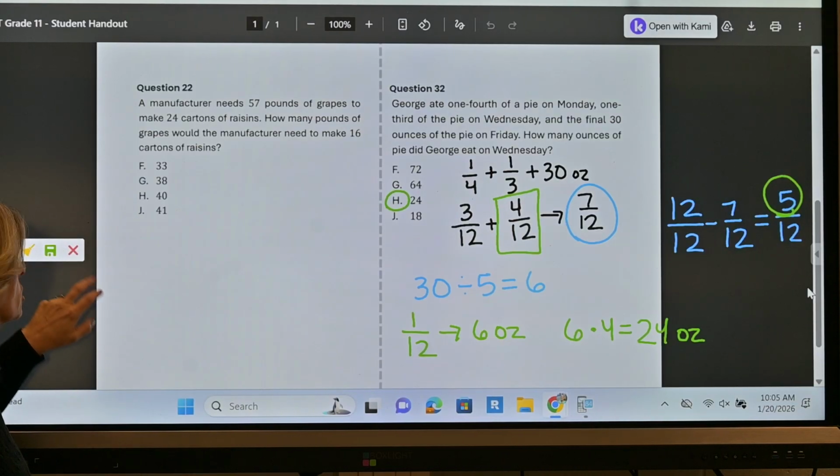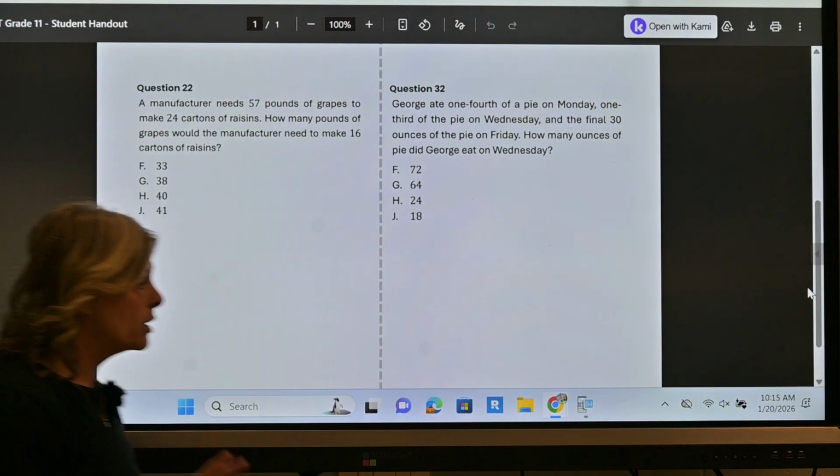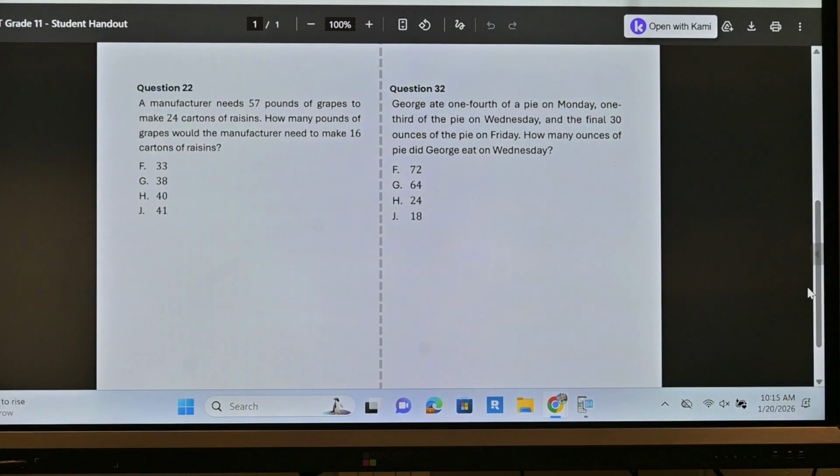Okay, we're gonna switch to the extra practice, which is just right behind. And I'm gonna do one of each of these with you just to make sure you're clear about how to do them.